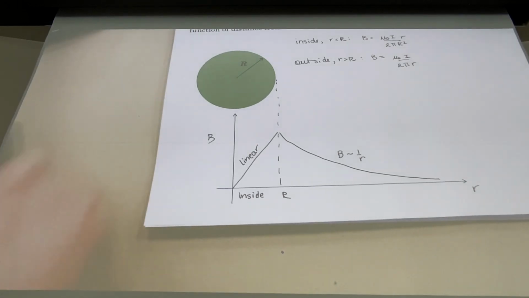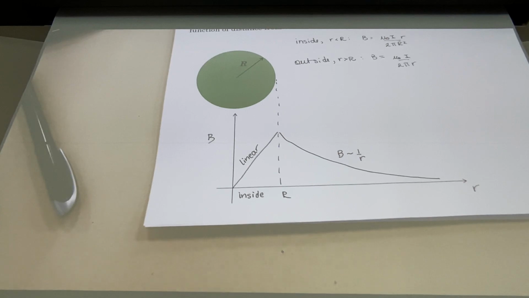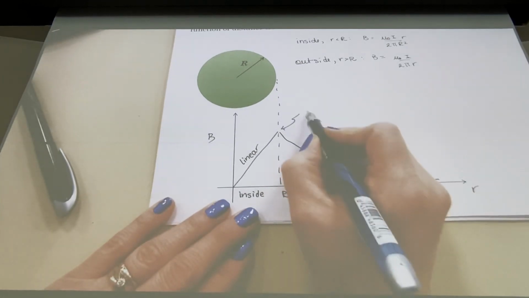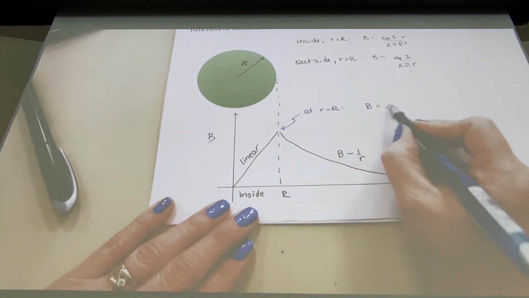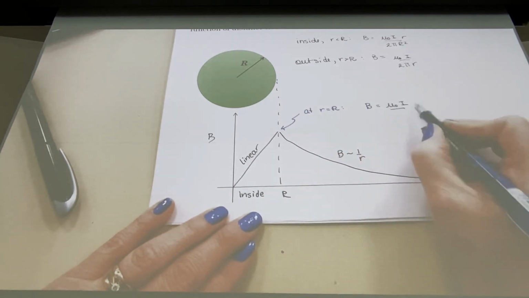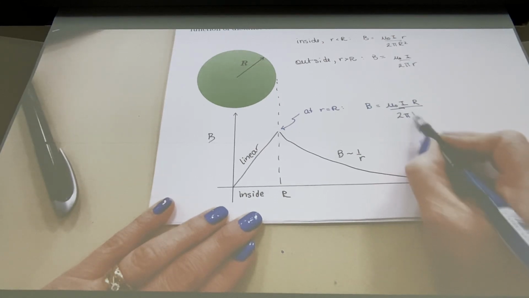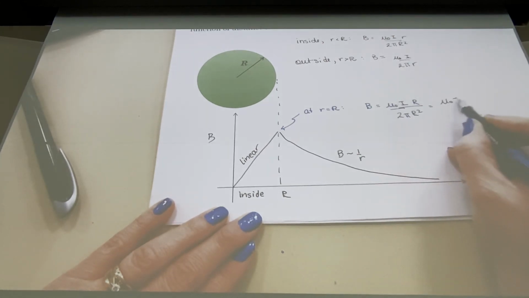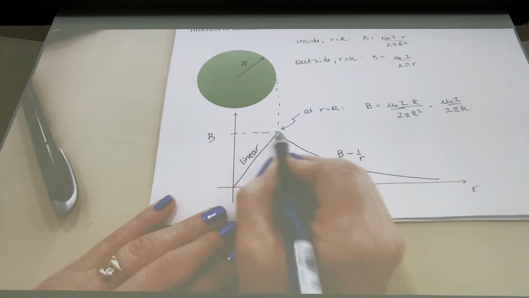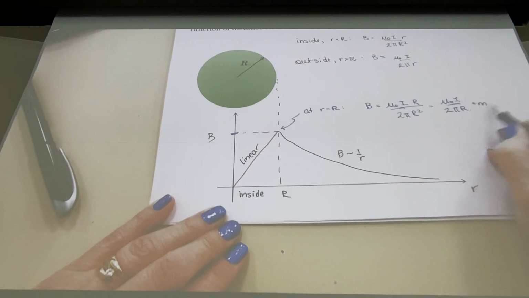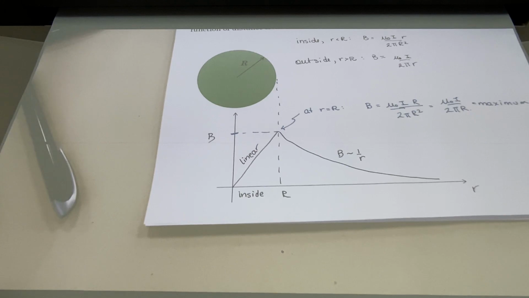An interesting place on our graph would be what happens at r equals R. Well, at that point, B is mu naught times I times R over 2 pi R squared, which equals mu naught times I over 2 pi R. Okay, so there's our maximum field right here. Okay, any questions?